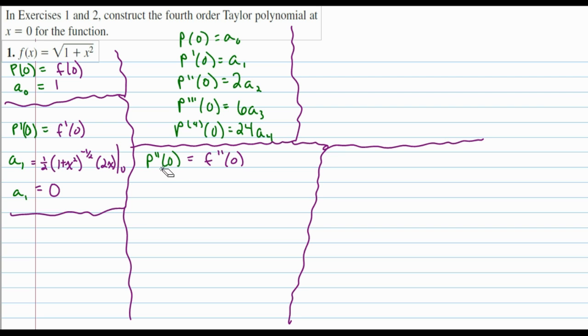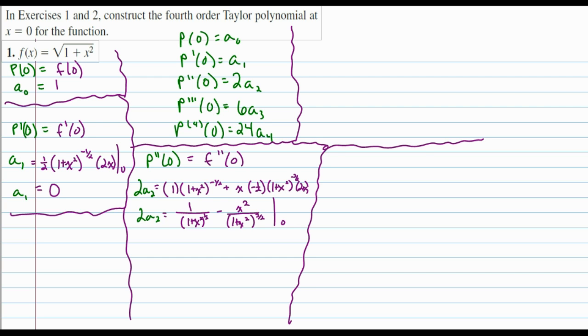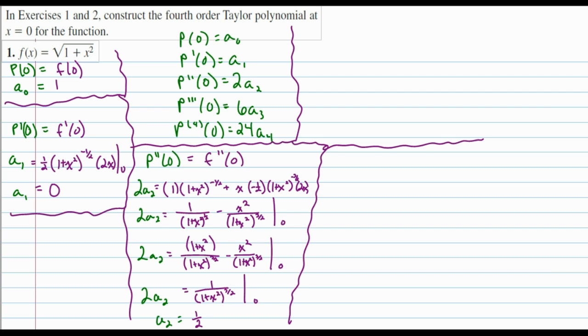The second derivative of the polynomial has to equal the second derivative of our function for this polynomial approximation. So p double prime of 0 is 2a sub 2. And then this was a messy product rule, but I get to evaluate it at 0, simplify and evaluate it at 0. And I get a sub 2 equals 1/2.